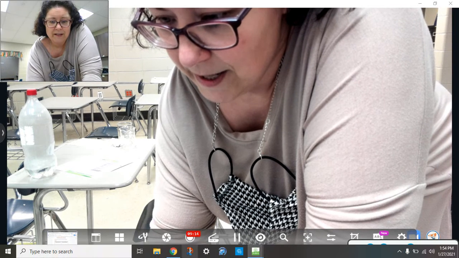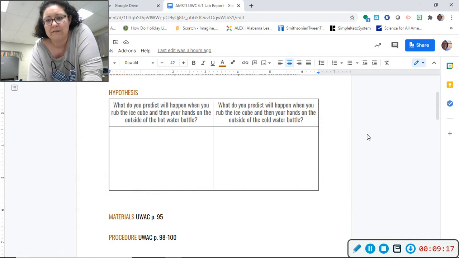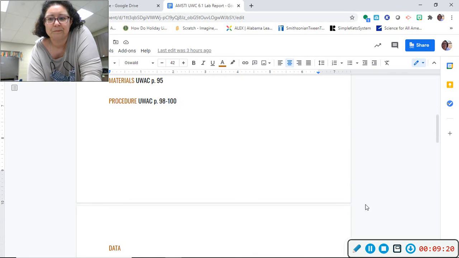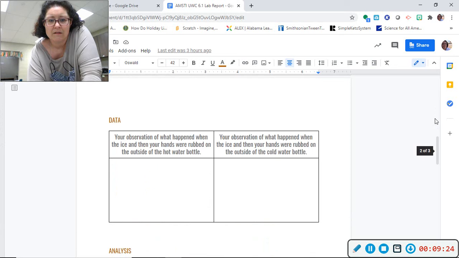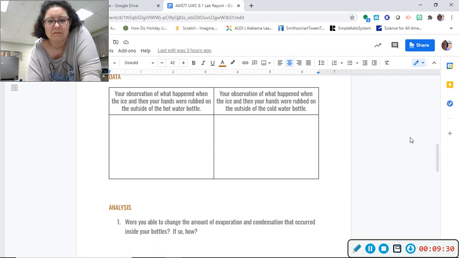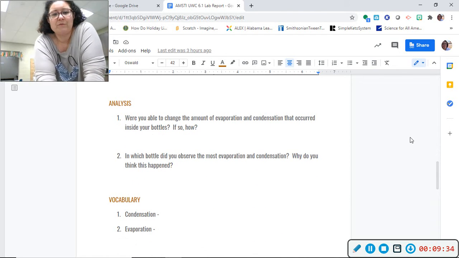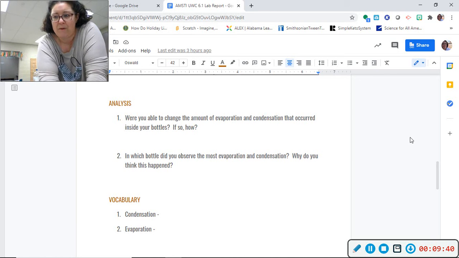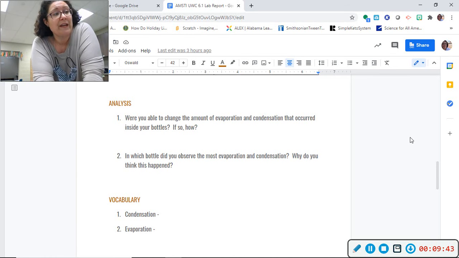Now let's go back and take a look at your analysis questions. Okay, down here is where you put your observations on page 2. Analysis number 1 says, were you able to change the amount of evaporation and condensation that occurred inside your bottles? And if so, how? I want you to tell me what you observed when you saw that happen. And number 2, in which bottle did you observe the most evaporation and condensation, and why do you think this happened? Okay, so there are your 2 analysis questions.